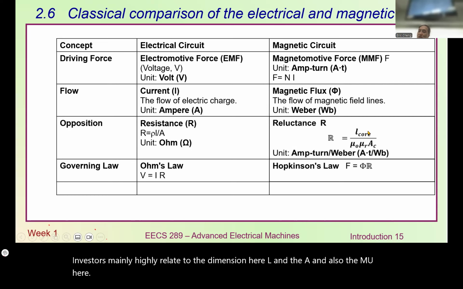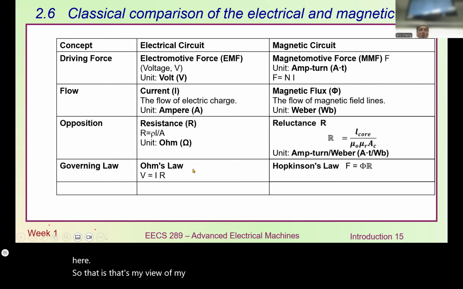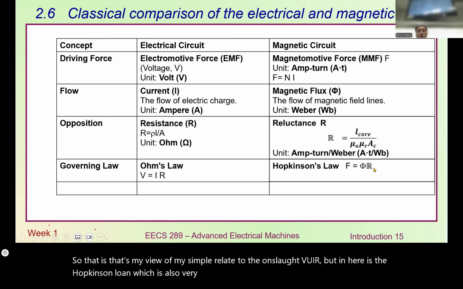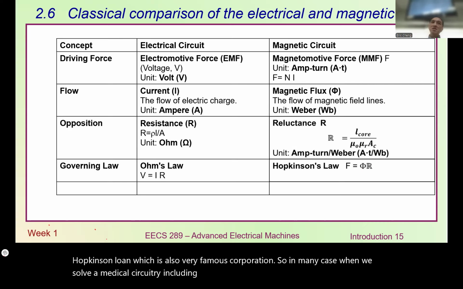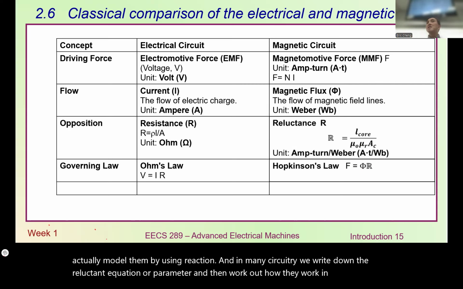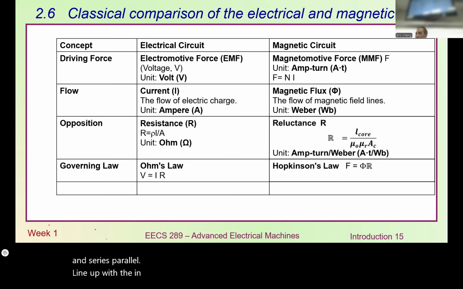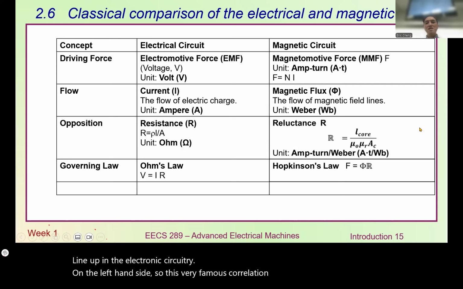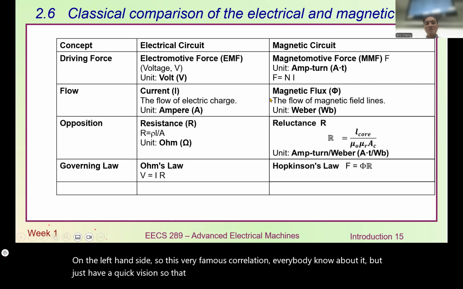So that's why we build a relation similar to Ohm's law, V over I R, but here it is the Hopkinson law, which is also a very famous correlation. In many cases, when we solve a magnetic circuitry, including a motor, magnetic circuit, or transformer, we can model them using reluctance. For any magnetic circuitry, we can write down the reluctance equation or parameter, and then work out how they work in parallel, series, and series-parallel, like what we did in the electronic circuitry on the left-hand side. Everybody knows about it, but this is just a quick version so that you know what it is.